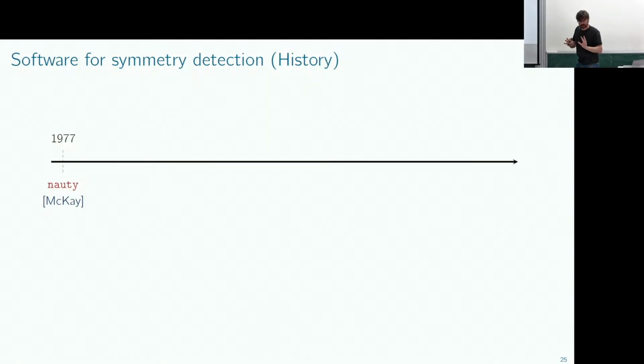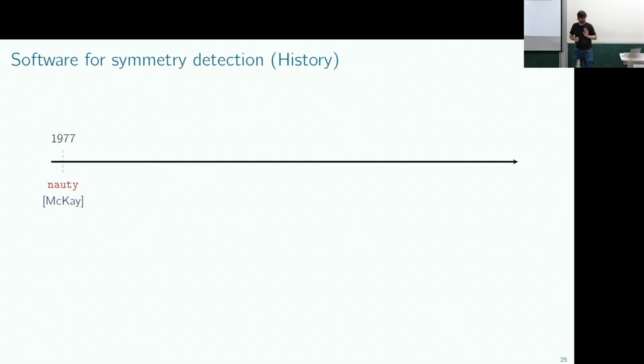So what's the history of tools in symmetry detection? In 1977, Brendan McKay coded a tool called Nauty. Many people know this because for the longest time, this used to be the undisputed champion in graph isomorphism testing and canonical labeling. So this tool actually does canonical labeling. You give it the graph, it computes the canonical labeling. It can also provide the automorphism group for you and so forth.